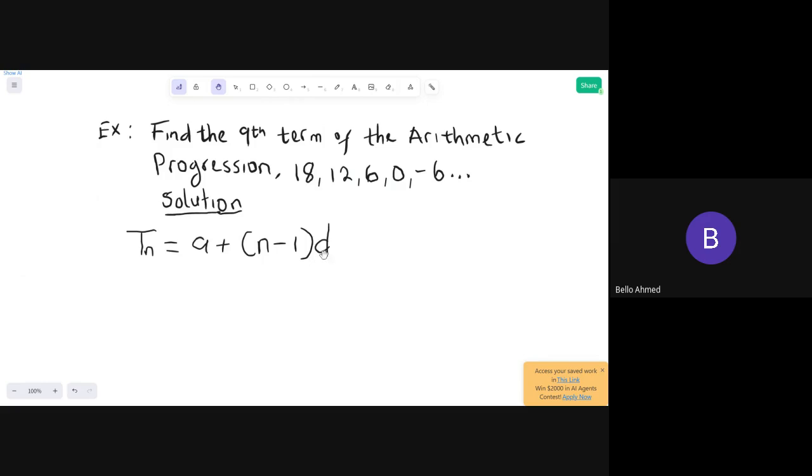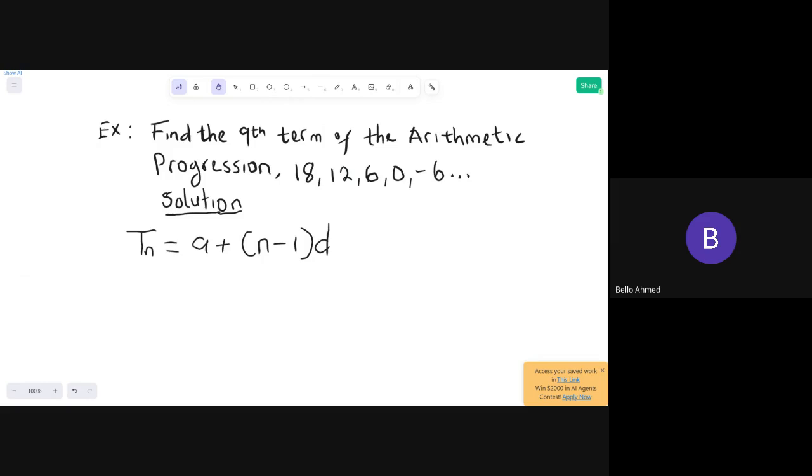Well, what is the common difference? The common difference is the second term minus the first term, or you say the third term minus the second term, or you say the fourth term minus the third term. Anyhow, now let us try to bring out the parameters from the question.